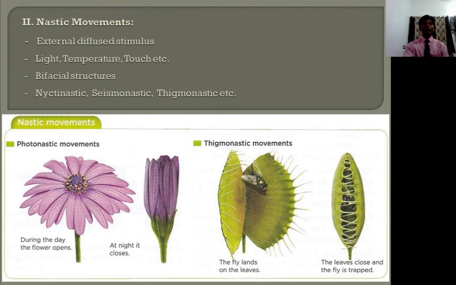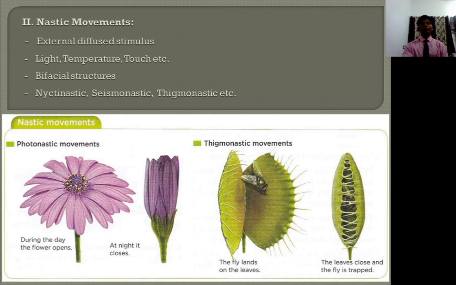Now we will see the next type of plant movements, nastic movements. Which movements are called nastic movements? The plant movements which occur in response to the external diffused stimulus are called nastic movements. In these plant movements, the stimulus stimulates at one place, but the same stimulus spreads widely in all the parts or in the whole plant body. Hence, the movements are seen in all the parts or in all directions, but not in only one direction.